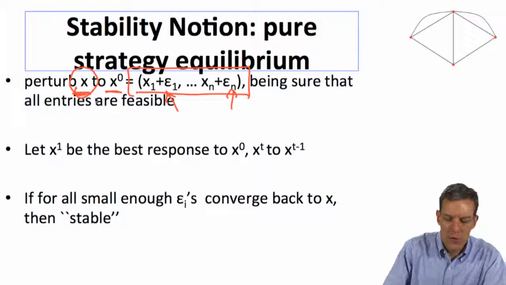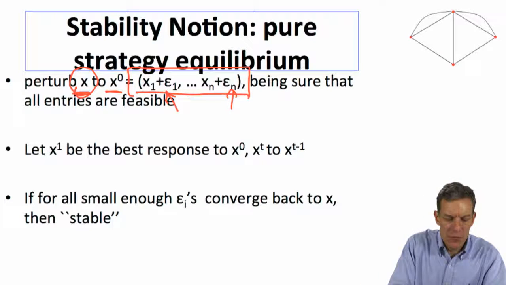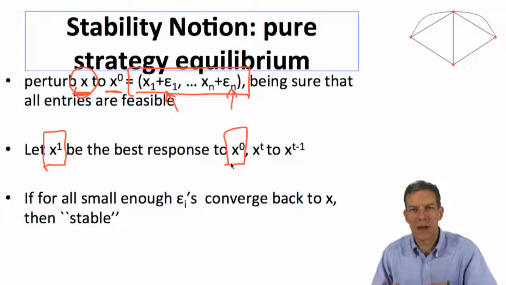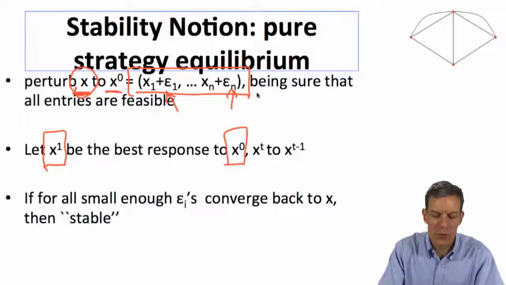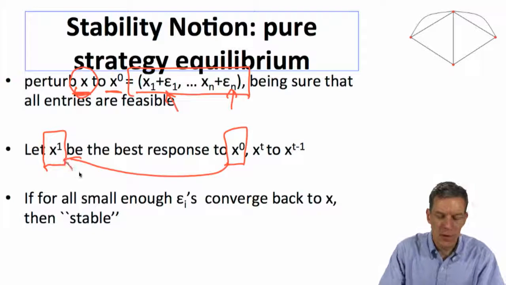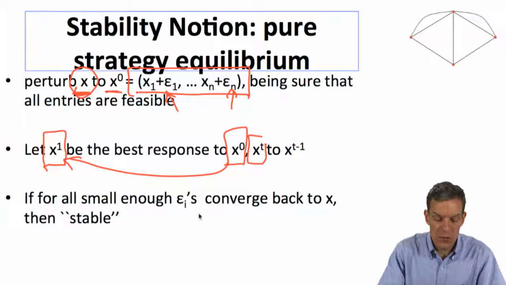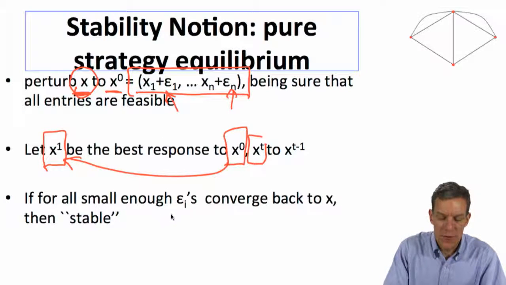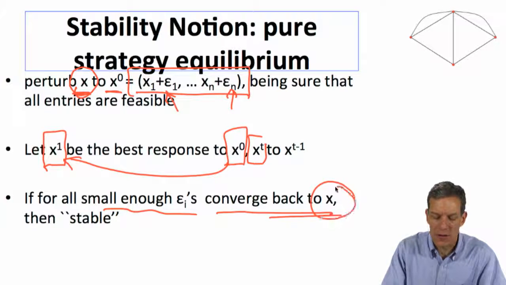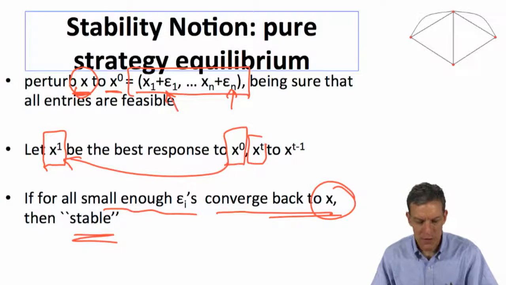So we start at some point which might be an equilibrium. We want to ask, is that stable? We perturb it a little bit. And then we look at what the best response is. So if everybody was choosing their maximal action, given what everyone else is doing under this perturbation, what do we get? Okay, so we go from x0 to x1, and then x1 goes to x2 and so forth. And what we would like is that if you perturb things by some small epsilons, you always converge back to x. Then we'll say that the equilibrium is stable. Okay, so that's the notion of stability.